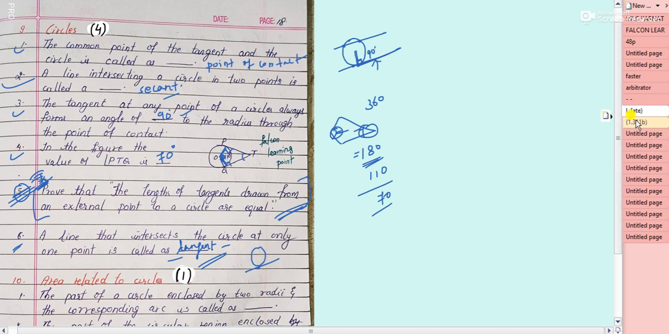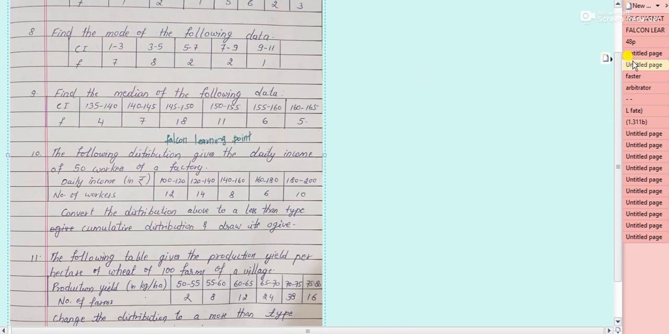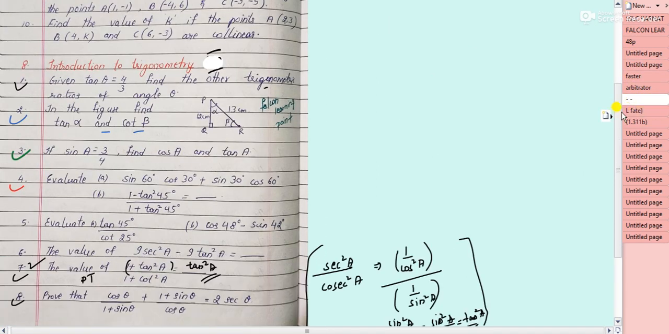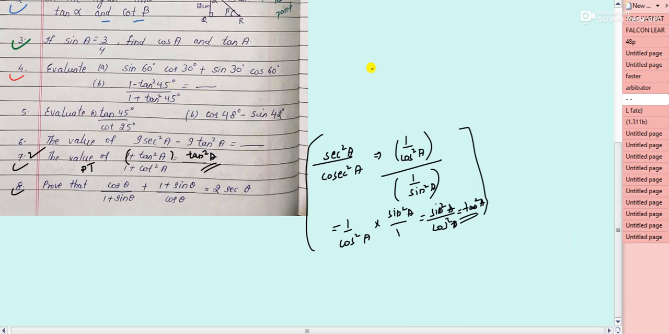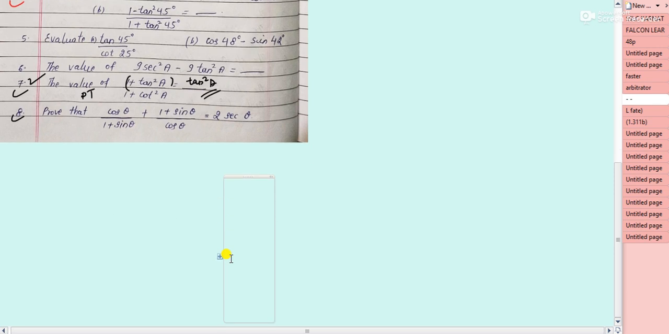Okay, so moving to the last question. Where is it? Yeah, here it is. So they have given: prove that cos theta by (1 plus sine theta) plus (1 plus sine theta) by cos theta is equal to 2 sec theta. So even this type of question you can expect for 2 as well as 3 marks. Okay, so I will show you how to solve it. It's very easy.